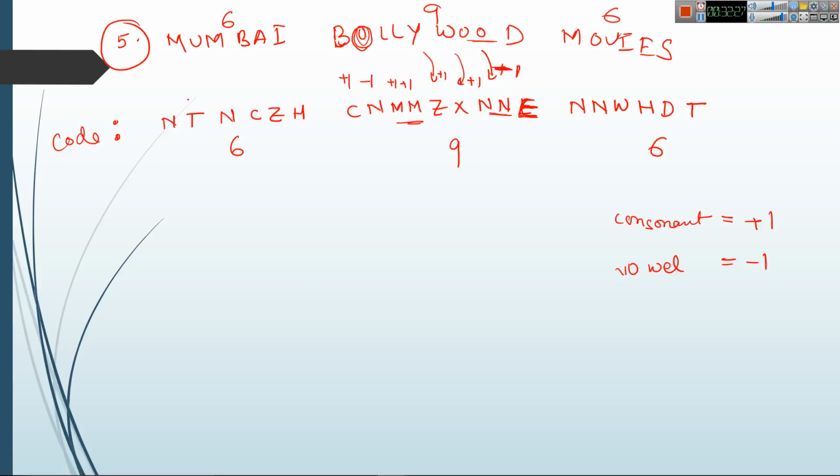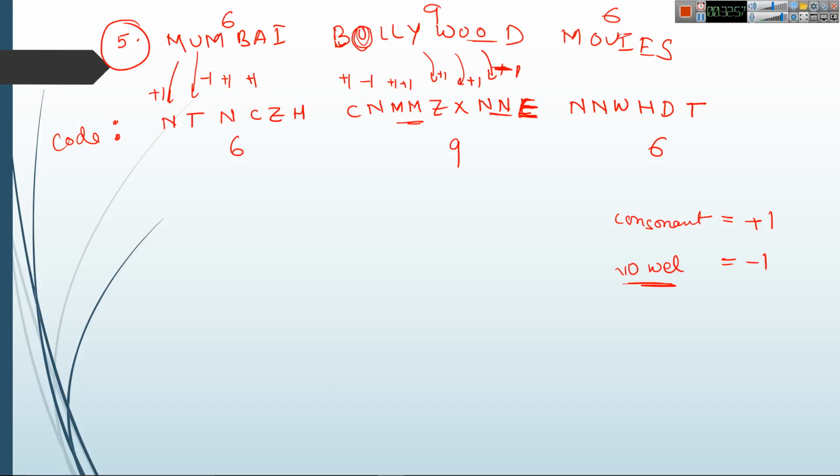So we will compare first Mumbai with this code. If we don't get any match in here, then we will compare the Mumbai code with this. So from Mumbai, yes, M plus 1 we get N. U minus 1 we get T. U is a vowel. See here we computed that vowel minus 1. Yes, we have done right. Mumbai M plus 1 N. After B plus 1 C.